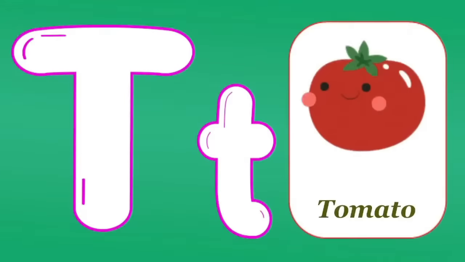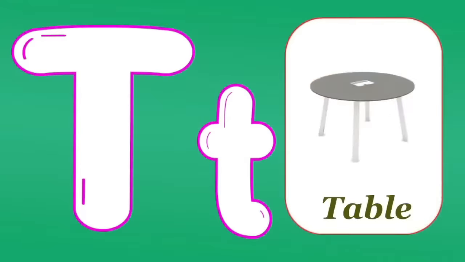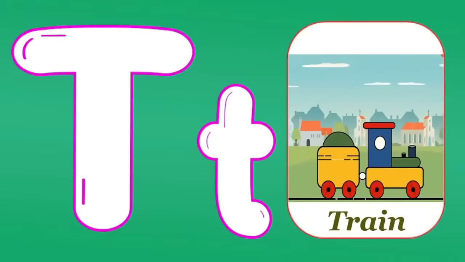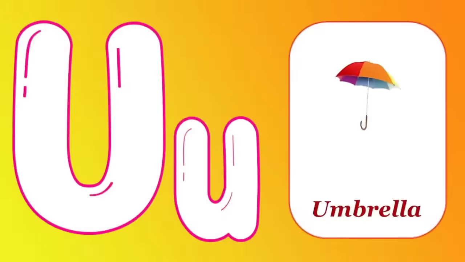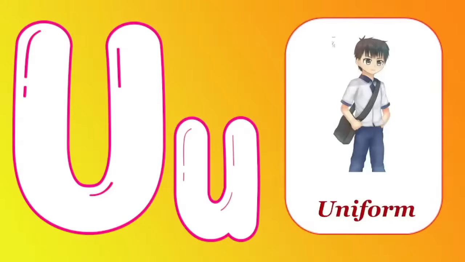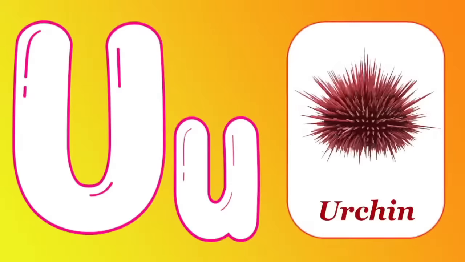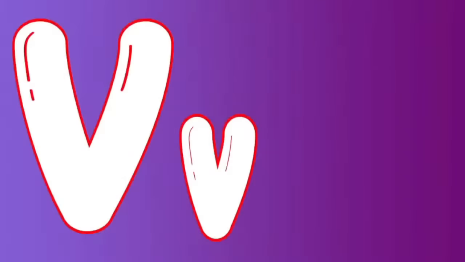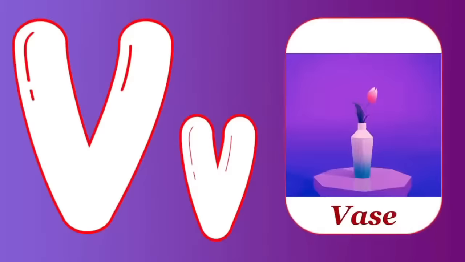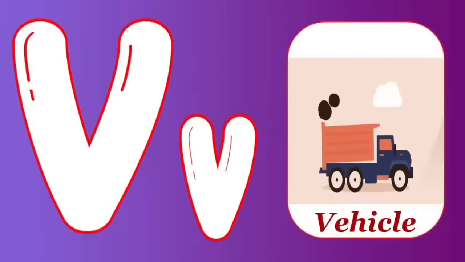T. T for tomato. T for tiger. T for table. T for tree. T for train. U. U for umbrella. U for unicorn. U for uniform. U for unicycle. U for urchin. V. V for van. V for volcano. V for vase. V for vacuum. V for vehicle.